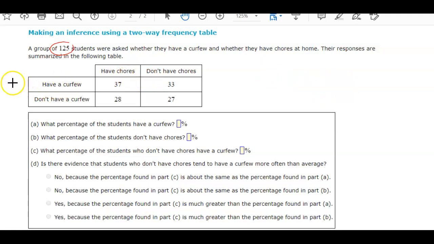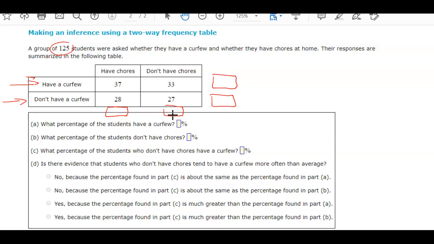We have kids that have curfews right here. Now this would be the total of all the kids with curfews. And this would be the total of all the kids that don't have a curfew. This would be the total of the kids that have chores, and this would be the total of the kids that don't have chores. At some point, we're probably going to want to know some of those numbers, okay, guys?